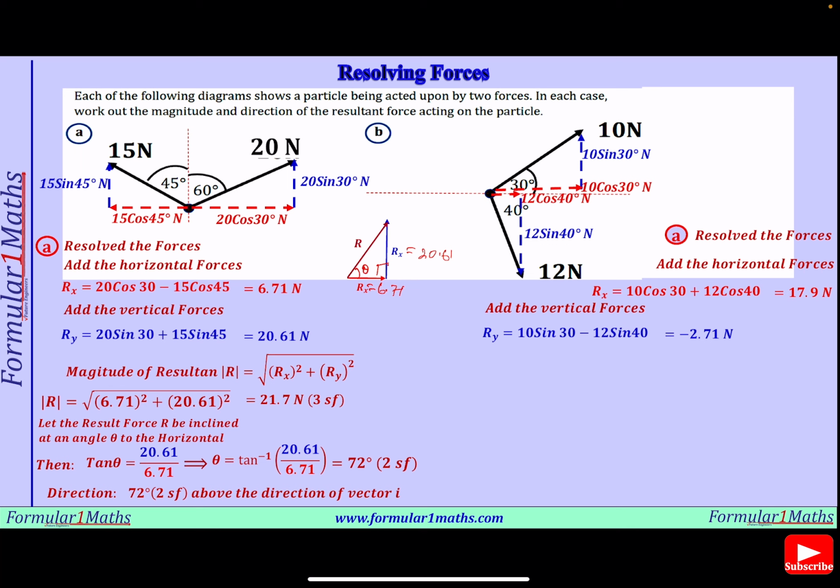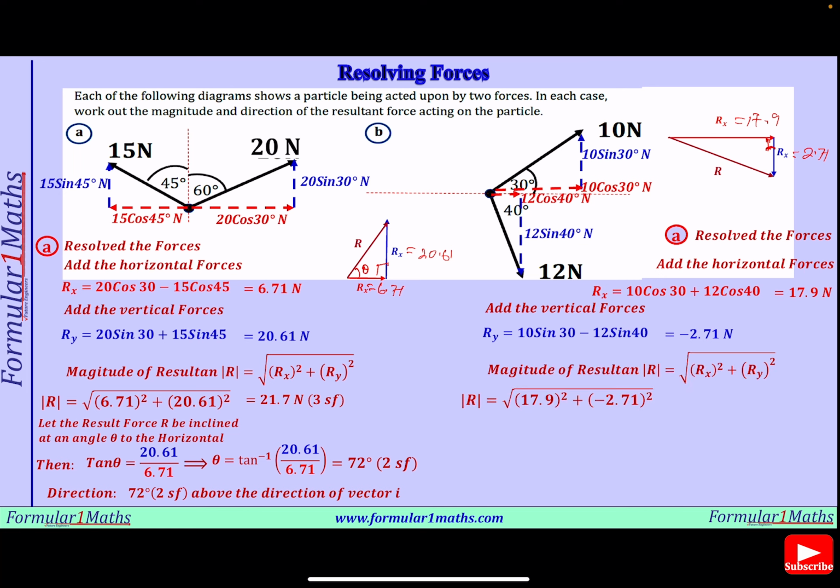So it means that we've got a situation like this. Sketching it, we've got a situation like this. And we know that this is 17.9 and that is 2.71, which will give us a resultant force like that. Now, given that this is 90 degrees, we can use Pythagoras' theorem, do the substitution, and we get 18.1. So 18.1 is the magnitude of the resultant force for B.